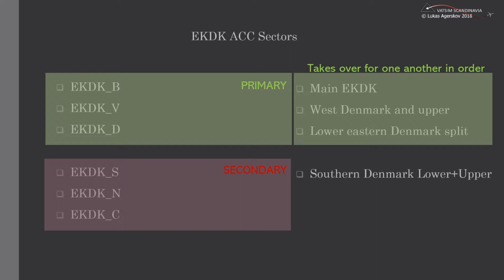On the other hand, we have the secondary frequency EKDK-S, which is the southern Denmark. It goes both lower and upper airspace, all the way from the ground up to flight level 660. The northern one is the North Sea sector, which has the same structure, lower and upper. The last one, EKDK Charlie, is the southeast Denmark between Sweden and Maastricht, only on the upper. So that is flight level 285 and above.